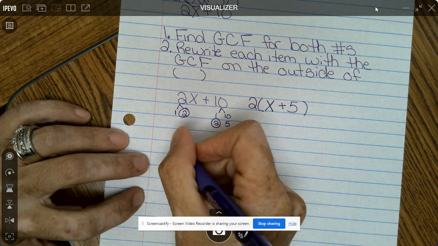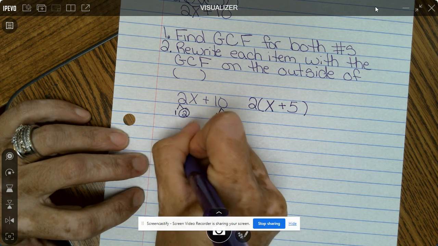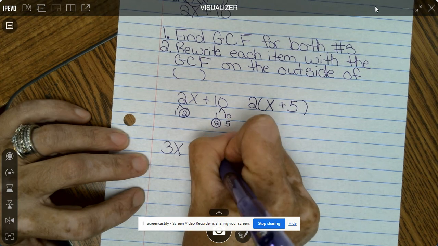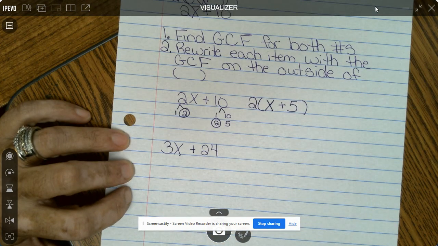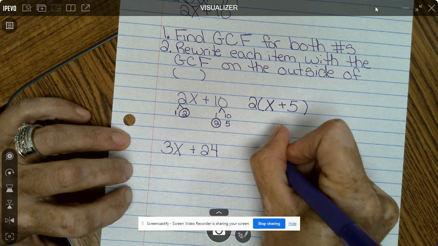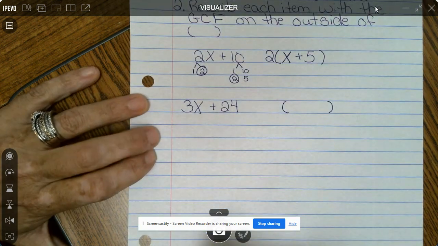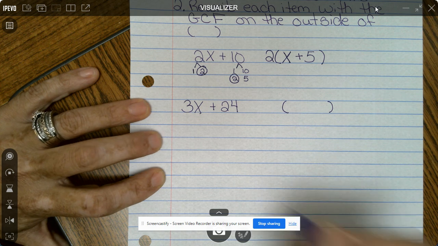All right, so let me give you another one. Let's give you 3x plus 24. The first thing you want to do is find your greatest common factor. If you know it off the top of your head, go ahead and put it on the outside of your parentheses. If you don't know it, you can create a tree like I do, or do whatever technique is taught to you.